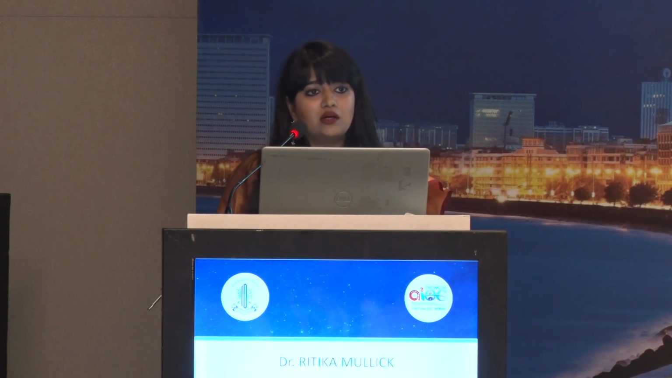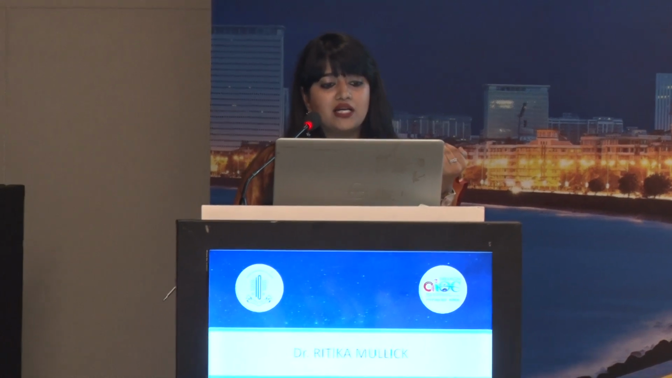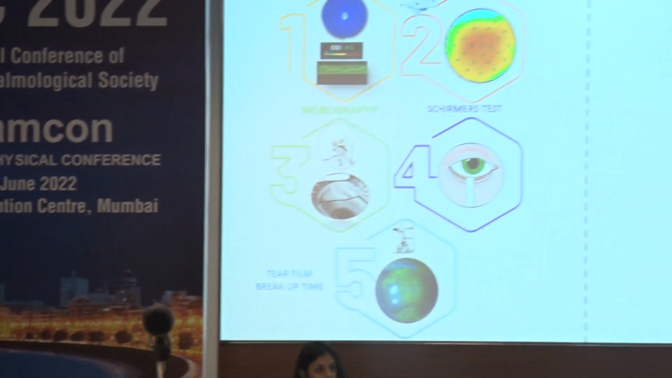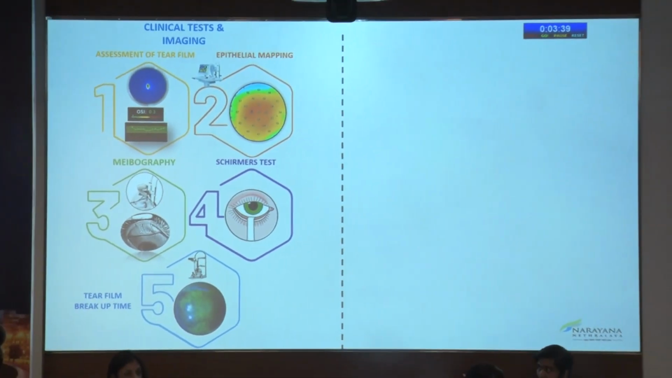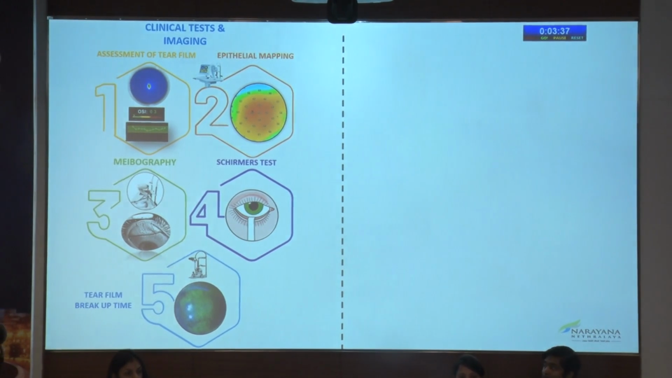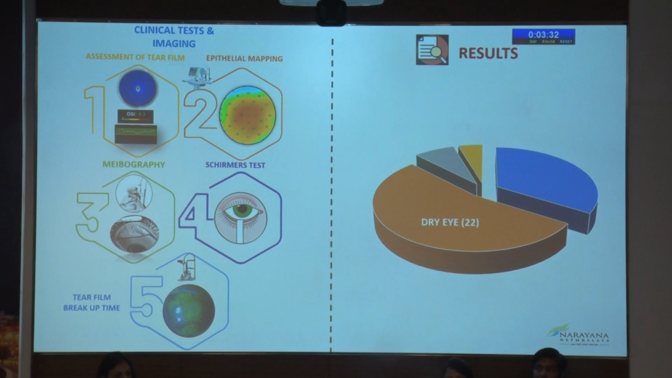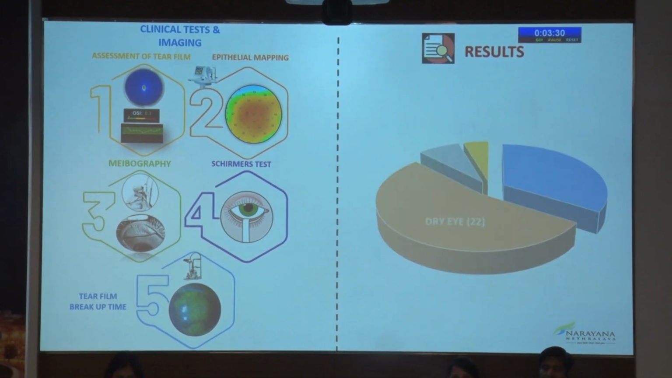When we looked at our cohort of 65, we saw that 22 eyes actually had dry eyes. What we did for them was a clear-cut assessment of tear film, epithelial mapping, Schirmer's test, meibography, and tear film breakup. Everything was included in our study. We still found that these 22 people had truly dry eye symptoms and problems.